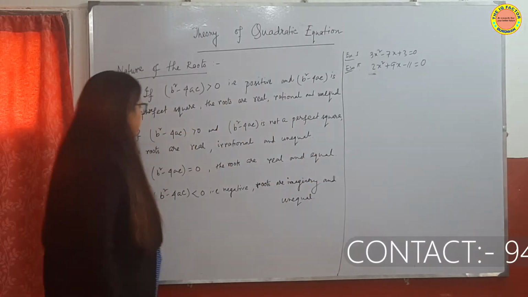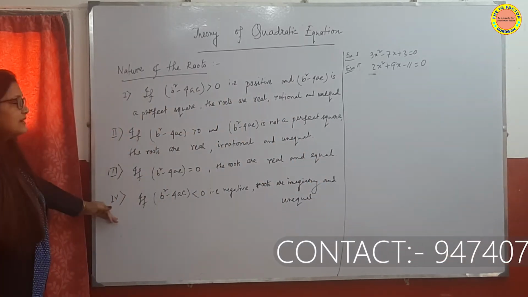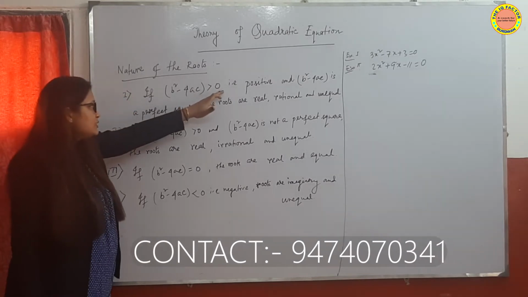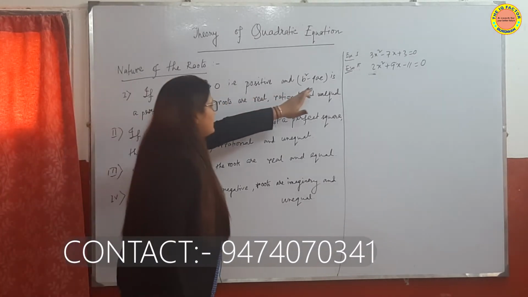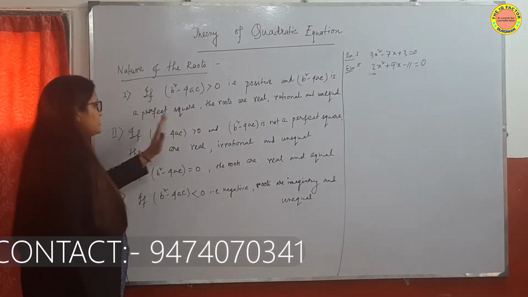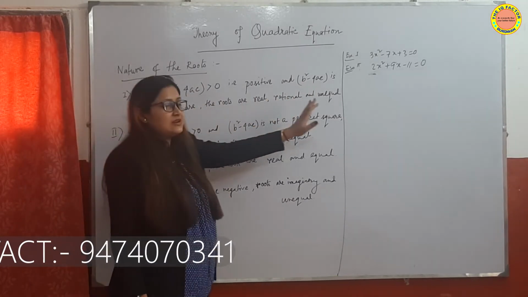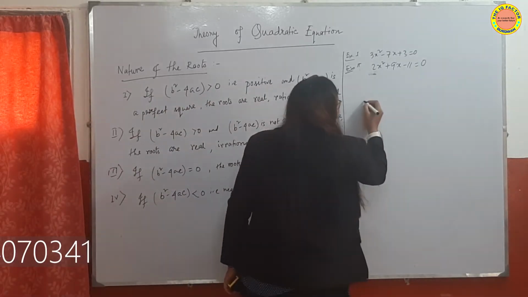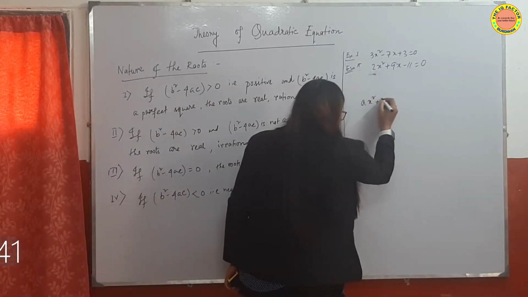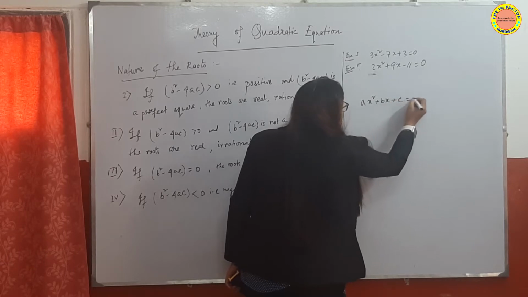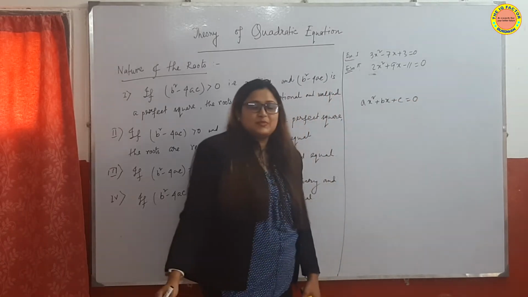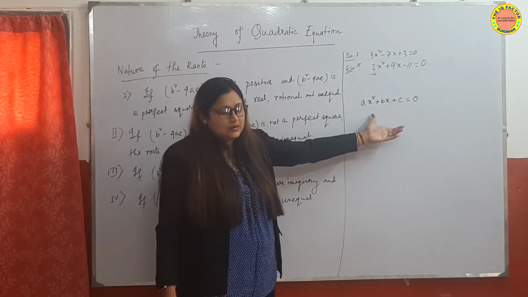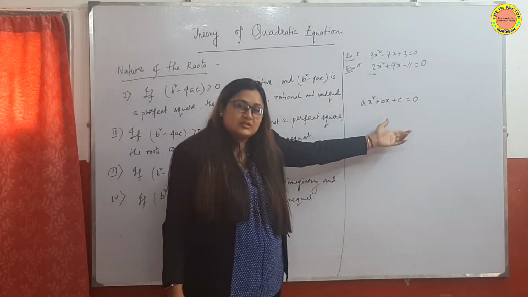How? Here, four cases are there. If b square minus 4ac is greater than 0, that is positive, and b square minus 4ac is a perfect square, the roots are real, rational and unequal. So, what we know, the equation ax square plus bx plus c is equal to 0 is the general form of a quadratic equation.